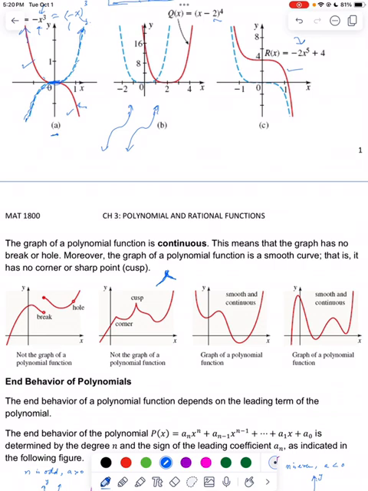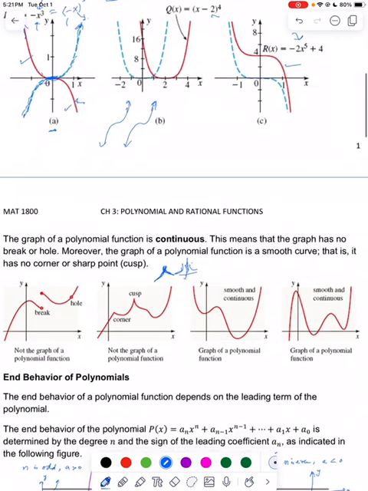So we don't have cusps, we don't have corners, and we don't have asymptotes. If you recall, an asymptote would break the graph. For example, 1 over x squared has something like this, a vertical asymptote. So a polynomial doesn't have vertical asymptotes, it doesn't have horizontal asymptotes. It goes on and on and on.